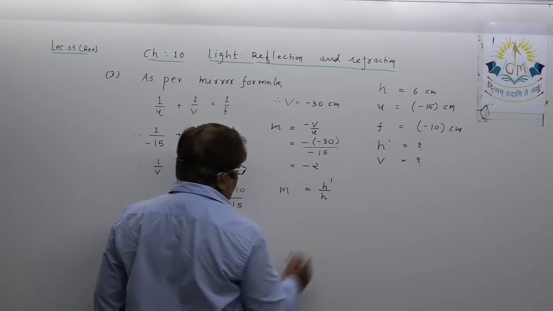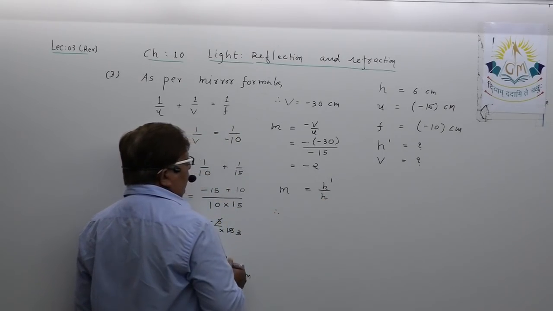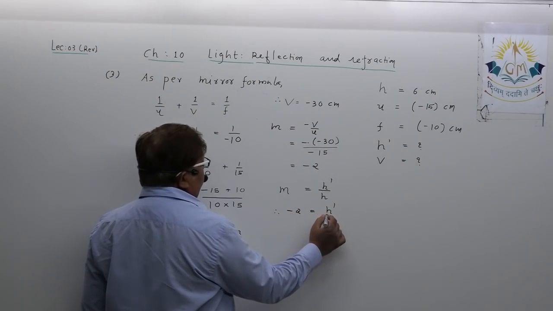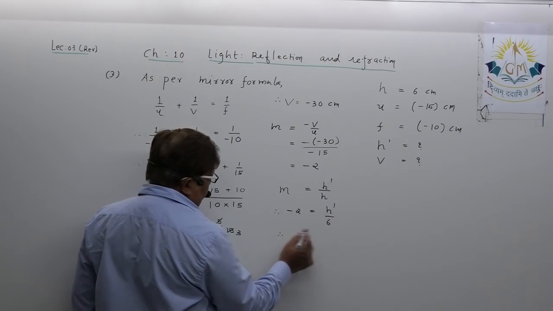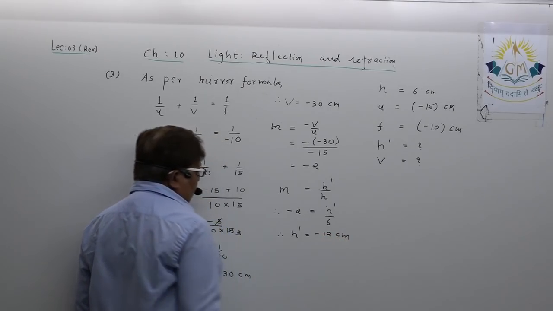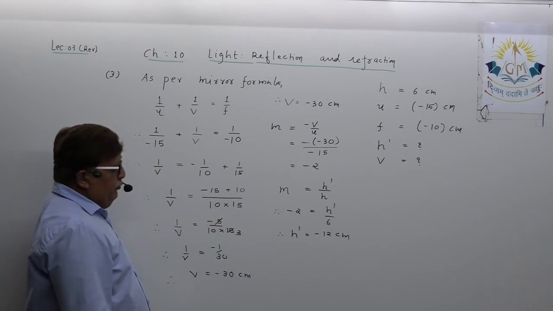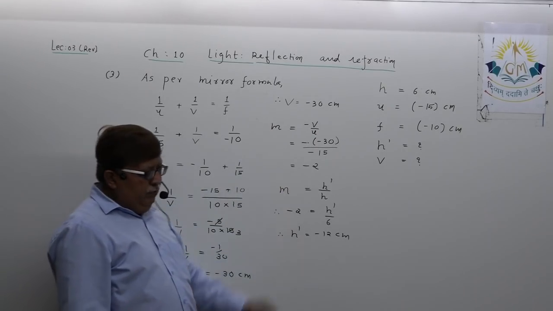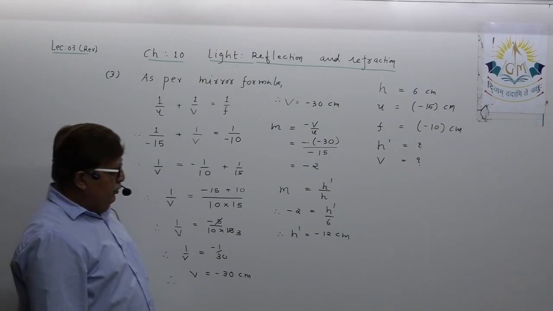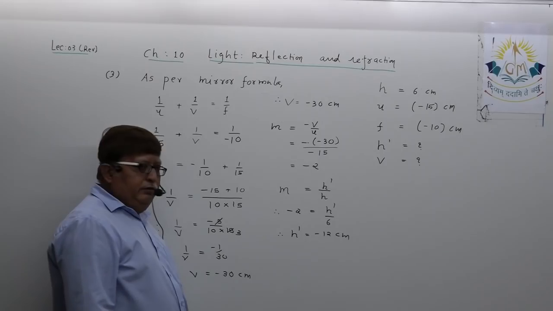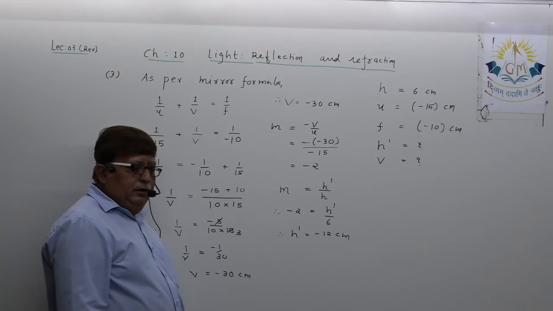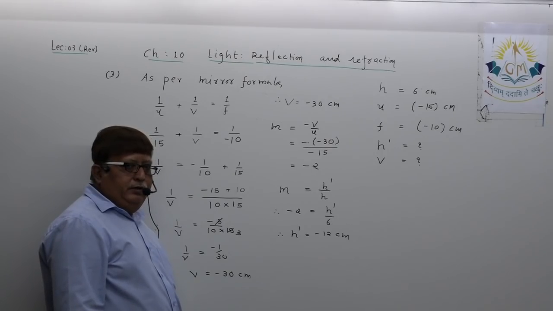Next step, M equals H dash upon H. M you got it. H dash upon H, H is 6, just cross multiply, H dash equals minus 12 centimeter. You got both the values: image distance minus 30 centimeter and image height minus 12 centimeter.